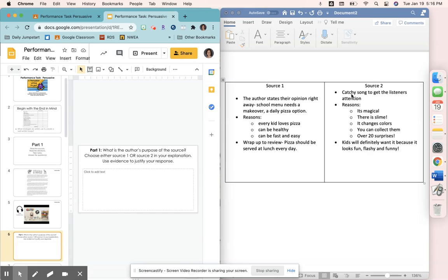Source number 2, I watched the Poopsie ad and I wrote, it's a catchy song to get the listeners' attentions. The reasons, they said it's magical, that there is slime. They said it changes colors, you can collect them, and there are over 20 surprises. All of this flashy stuff was in the ad. I knew that kids will definitely want it because it looks fun, flashy, and funny. I did not have to take a ton of notes. This whole process should take about 10 minutes for source 1 and source 2.